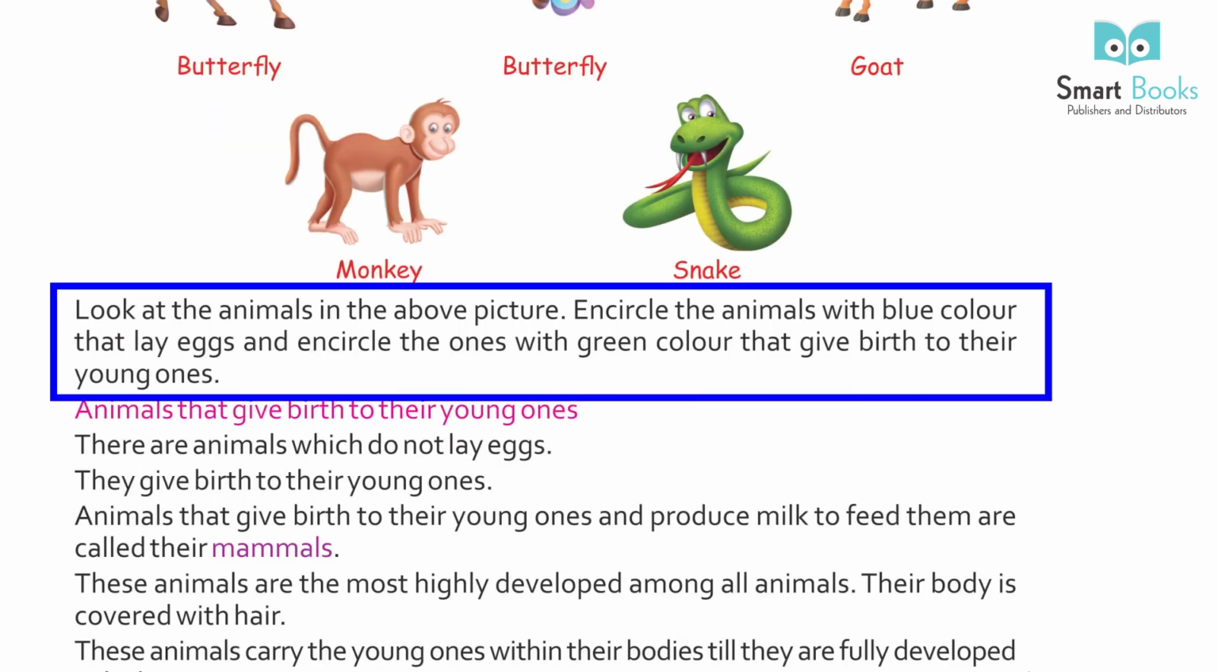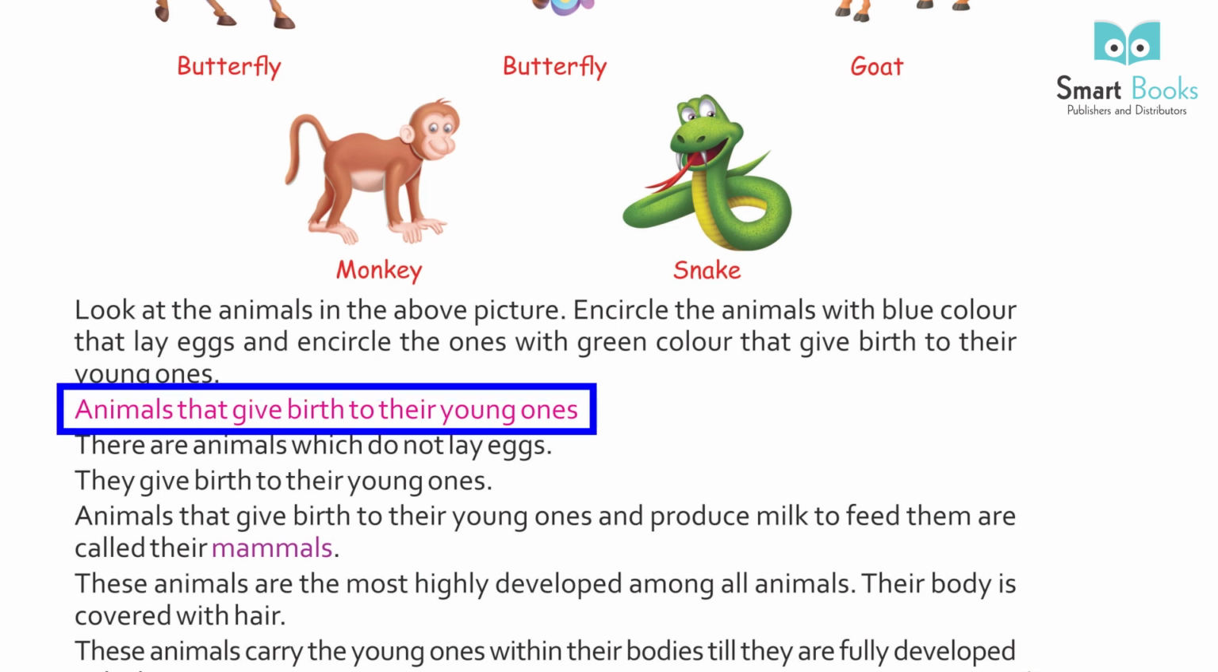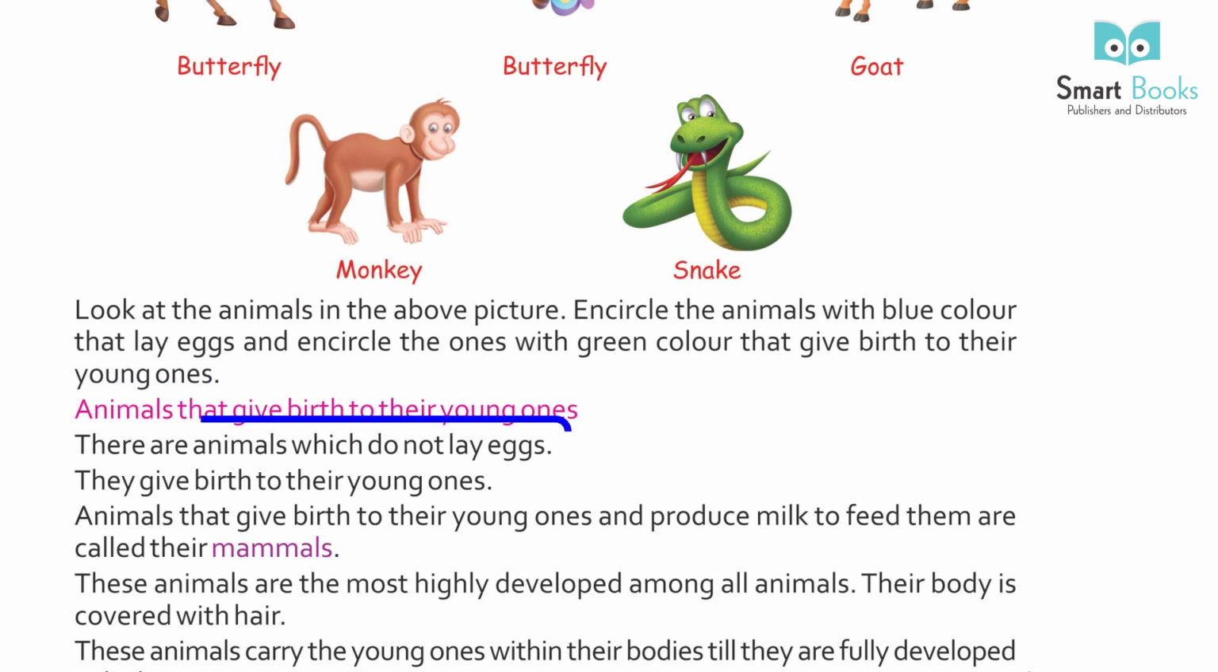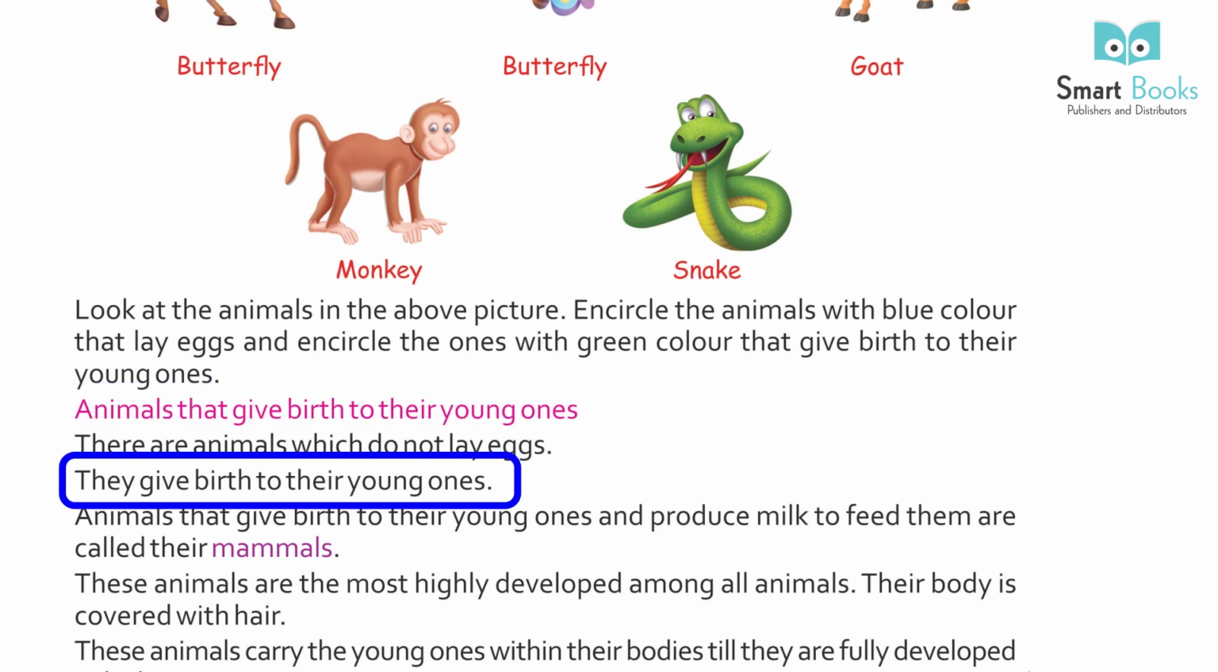Look at the animals in the above picture. Encircle the animals that lay eggs with blue color and encircle the ones that give birth to their young ones with green color. Animals that give birth to their young ones. There are animals which do not lay eggs. They give birth to their young ones.